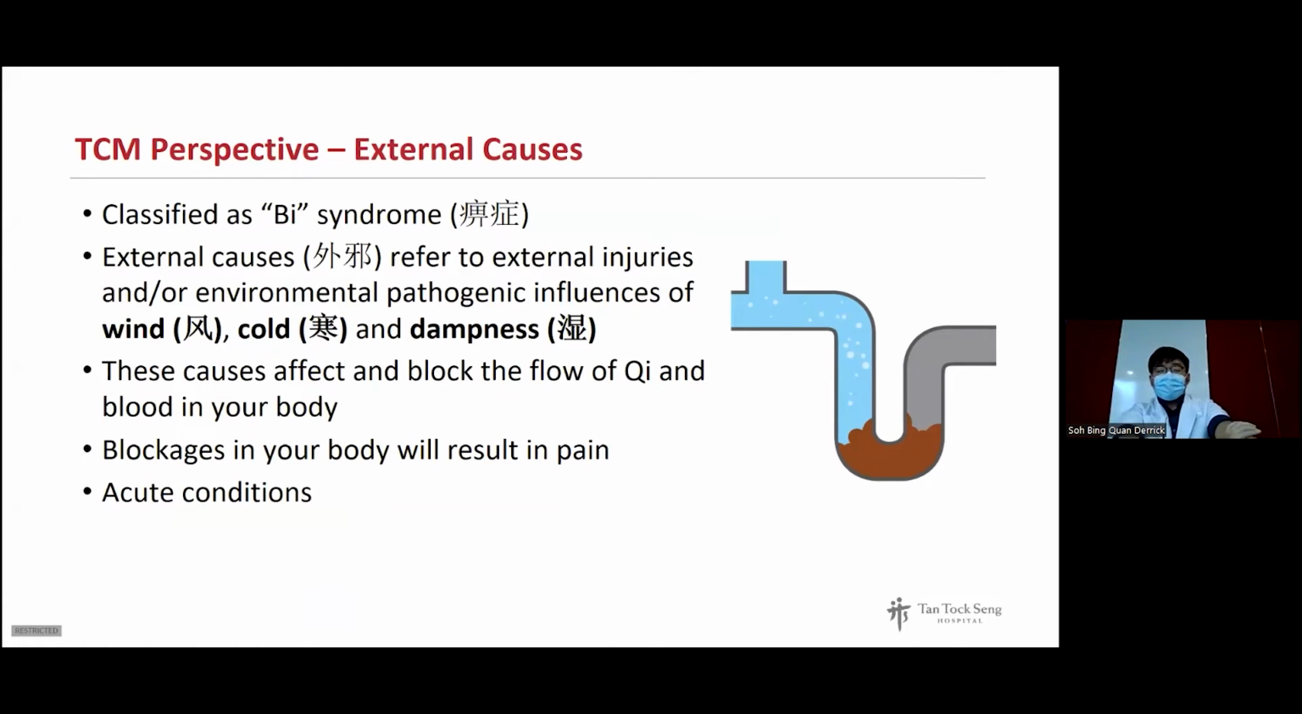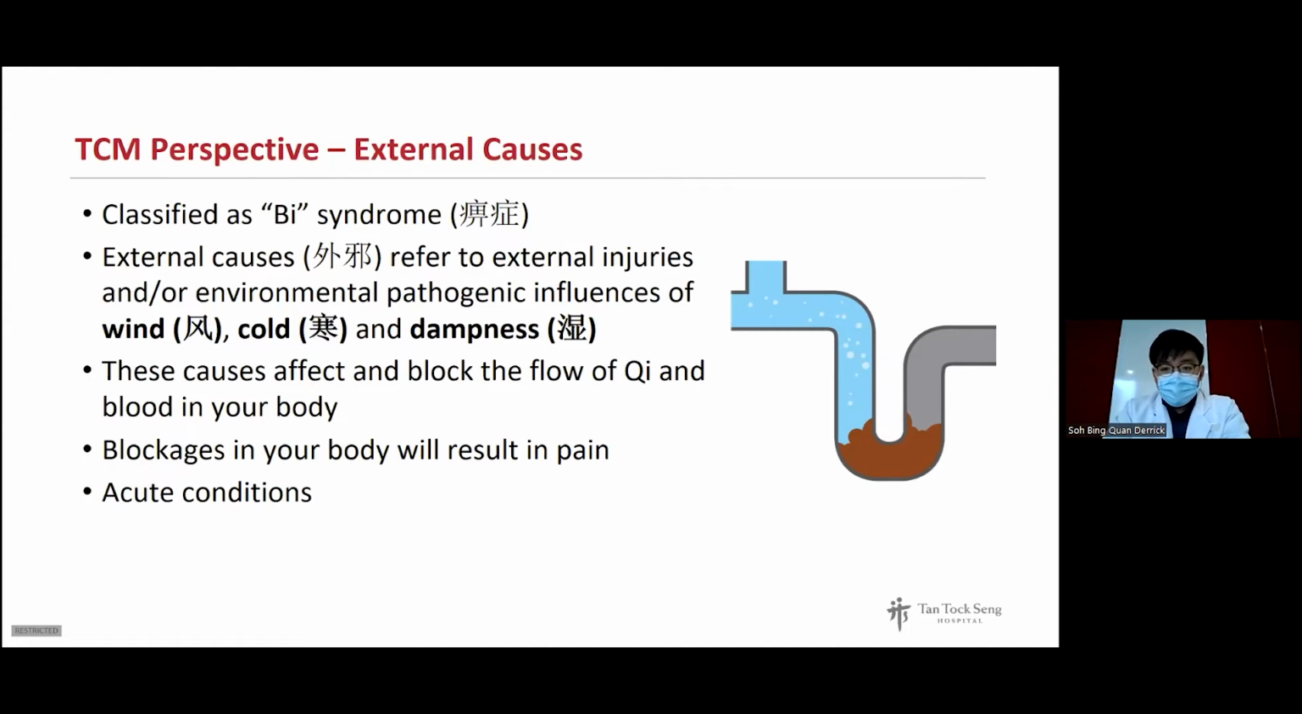So sometimes, people's pain will get worse when it's raining, or when there are strong winds, or when they stay in the aircon for too long. That's how we classify wind, cold, and dampness. When it's raining, it's damp and cold. That's where all the pain starts to arise. Okay, so all this external influence, we also call it environmental pathogenic influence, can affect and block the flow of the qi in the body.